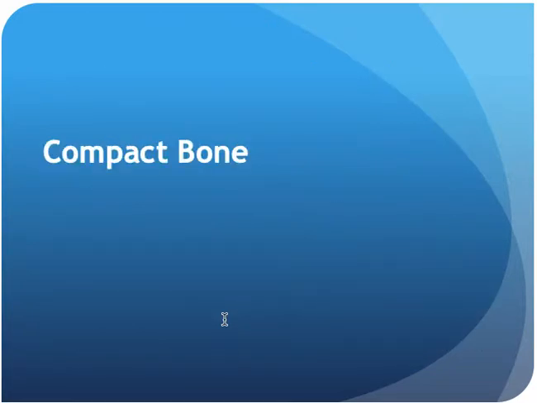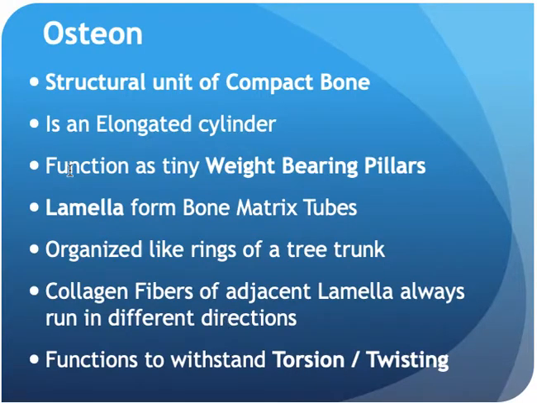So now we start looking at compact bone. The osteon, another good multiple choice question, is the structural unit of compact bone. It's an elongated cylinder. We'll see a picture here in a second. It functions as tiny weight-bearing pillars, and you want to think of this like the rings of a tree trunk. If you cut a tree down and look at how many rings there are, this is what we're doing with our bones too.